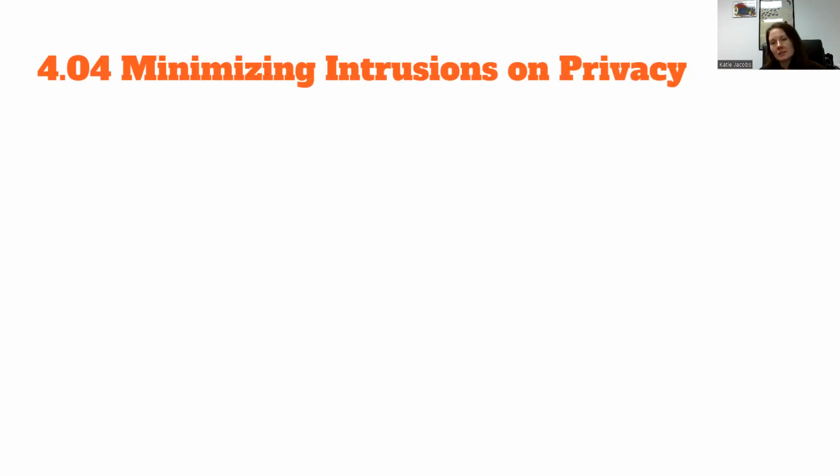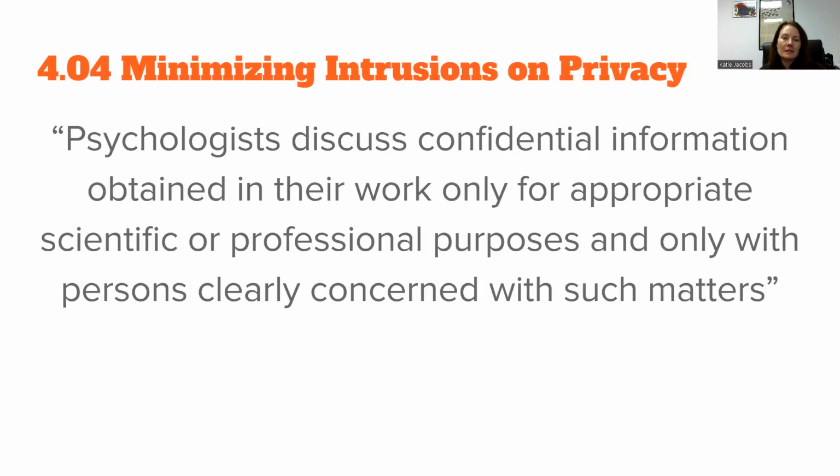4.04, minimizing intrusions on privacy. Psychologists discuss confidential information obtained in their work only for appropriate scientific or professional purposes and only with persons clearly concerned with such matters. So we don't go around spreading information, whether that's therapeutic information, information gained within research, or information that we gain from reviewing articles if we're reviewing them for a peer-reviewed journal.